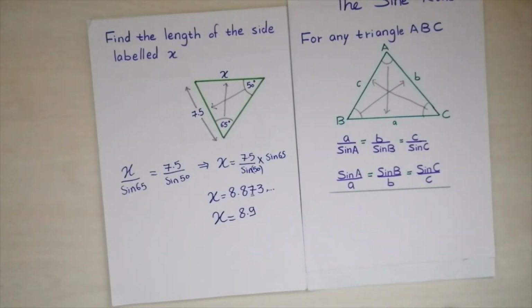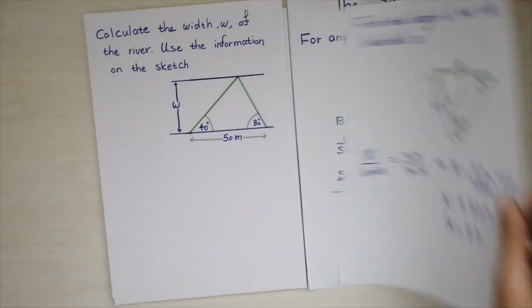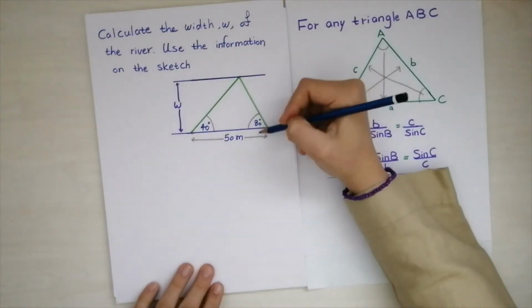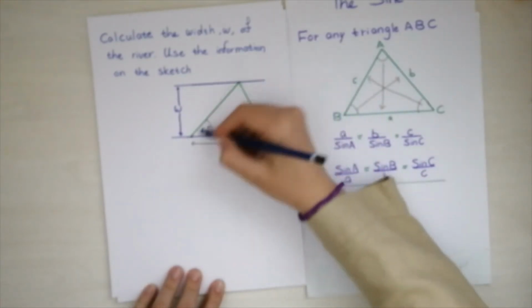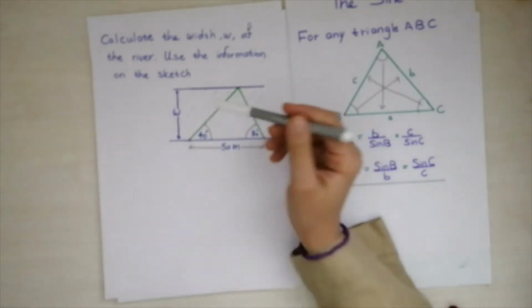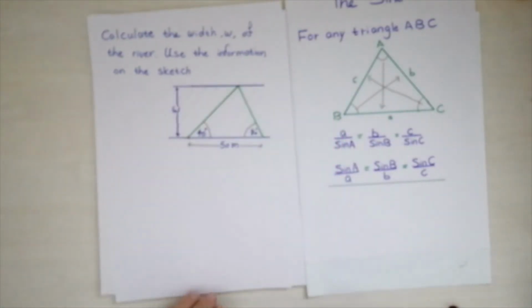Okay, we have another question, which is calculate the width W of the river. Use the information on the sketch. Let us see the sketch. As you can see, those are supposed to be the sides of the river. So this is the river. And we have a triangle that is drawn between the sides of the river, and we want to find the length W of the river.